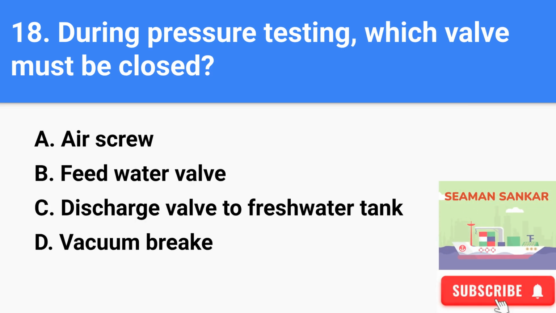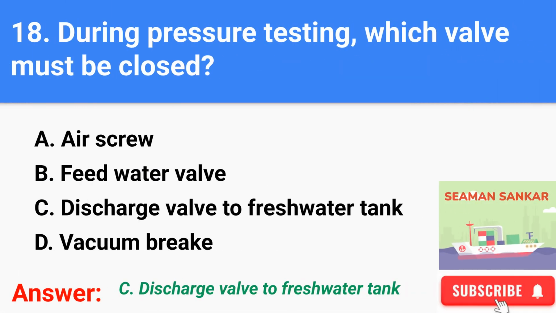Question 18. During pressure testing, which valve must be closed? A. Air screw, B. Feed water valve, C. Discharge valve to freshwater tank, or D. Vacuum breaker. The valve that must be closed during pressure testing is C. Discharge valve to freshwater tank.